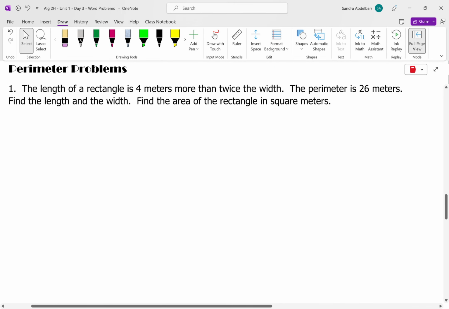All right, moving along. Perimeter problems.